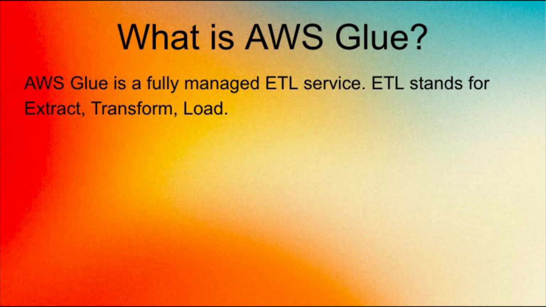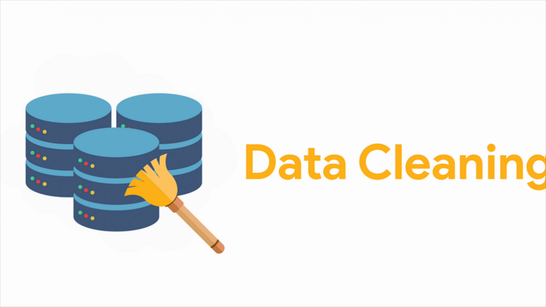So AWS Glue is a fully managed ETL service. ETL stands for extract, transform, and load. Think of it like a data cleaning and moving service. Glue has three main components.